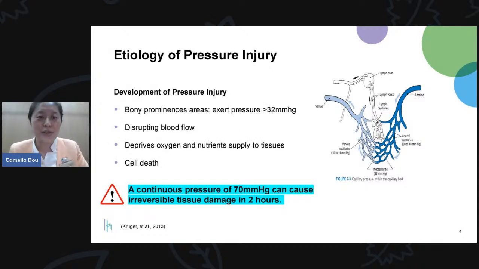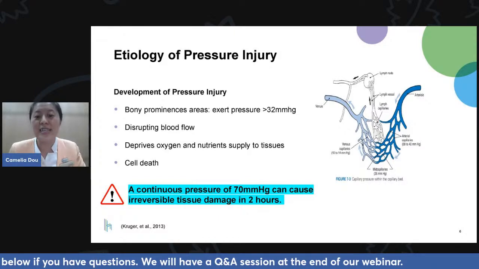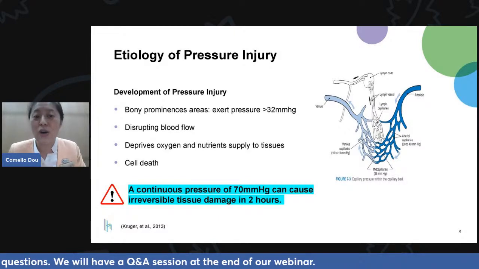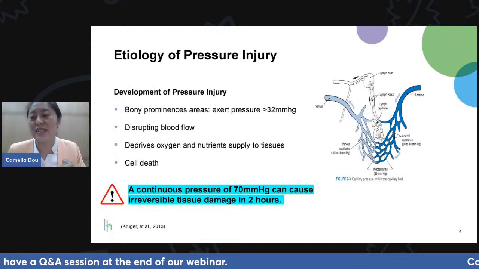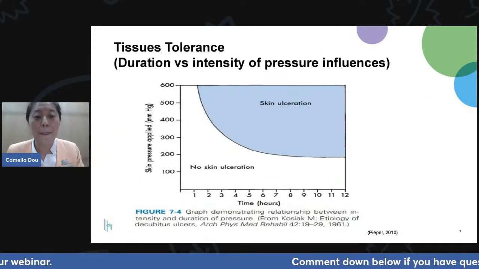After that, at the bony prominences, the capillary pressure reaches above 32 mmHg already. It cuts off blood flow, and then the oxygen and nutrition supply to the tissue is cut off, causing cell death. Actually, literature shows that a continuous pressure of 70 mmHg can cause irreversible tissue damage within just 2 hours. All right, next slide, please.